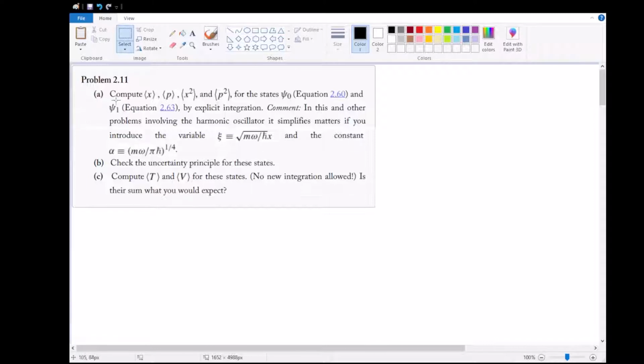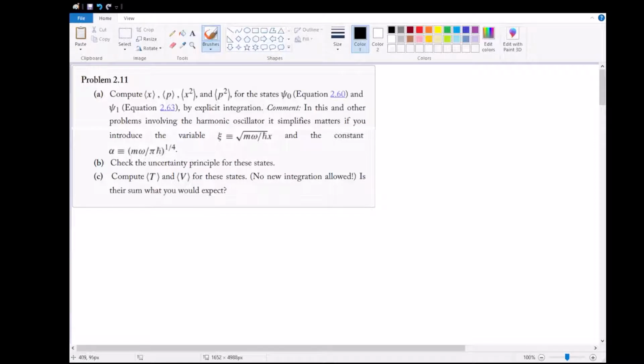We are asked to compute the expectation values of x, p, x squared, and p squared for the states psi naught and psi 1. For now, we will focus only on psi naught and ignore psi 1. Then we'll do A, B, and C for psi naught, and cycle back to psi 1, as I said earlier.